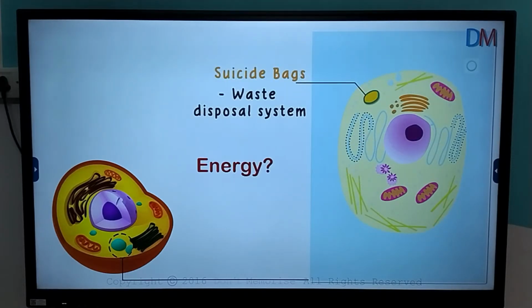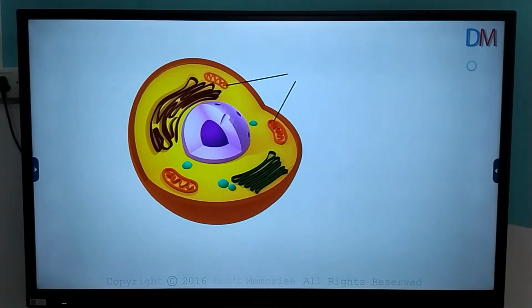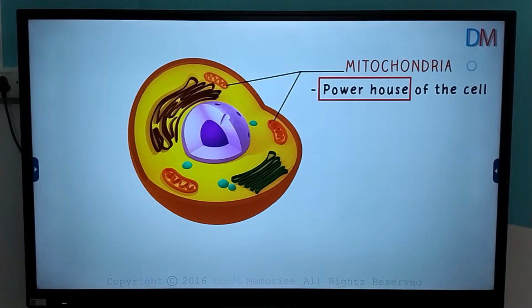But where does the energy for all these activities come from? It comes from an organelle called the mitochondria. This organelle is called the powerhouse of the cell. What does a powerhouse do? A powerhouse produces molecules that give energy.